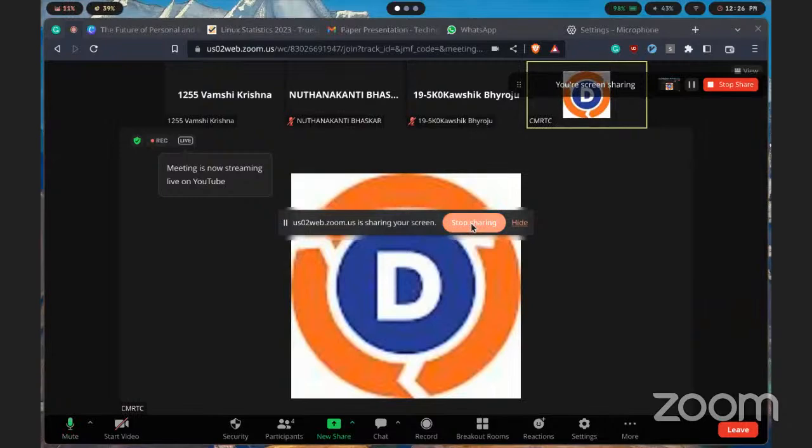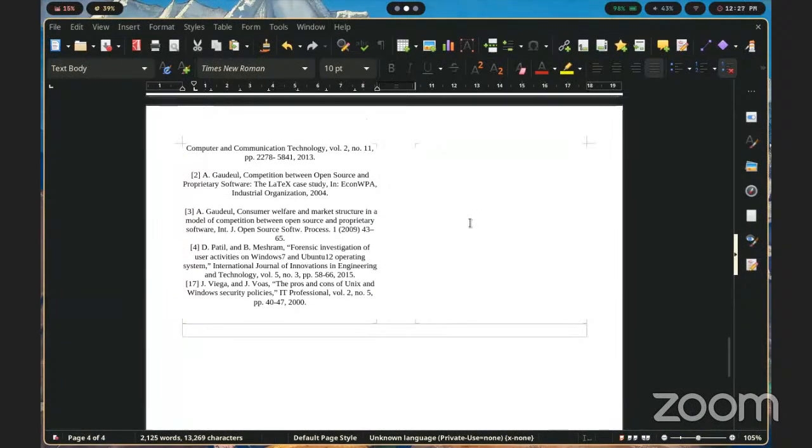Hello. How many papers did you refer to? I have referred to these four, sir. A competition between open source and proprietary software, and consumer welfare and a microstructuring model of competition between open source and proprietary software, and forensic investigations of user activities on Windows 7 and Ubuntu, which focuses on background tasks and telemetry happening in both of the operating systems and compares them, and also the pros and cons of Unix and Windows security policies.